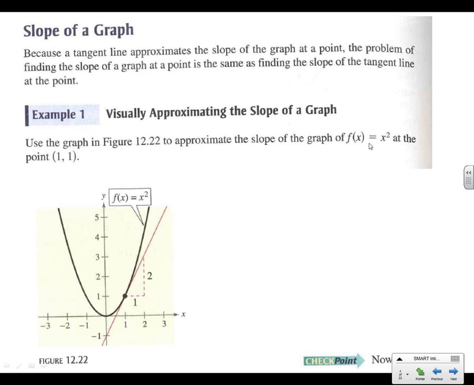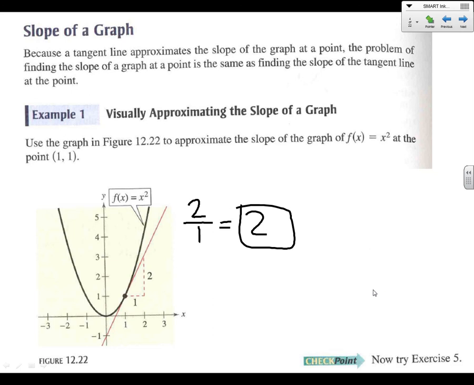All right, so example 1, we're just going to use a visual approximation to figure out what's the slope of the graph of f of x equals x squared at (1, 1). All right, so we've got this tangent line here, and just visually, we're going to go over 1 and up 2. So if we think back to slope, rise over run, we rise 2, we run 1, our slope is 2. All right? So for the first problem, that's all we're doing. Go ahead and do that same sort of thinking on exercise 5.